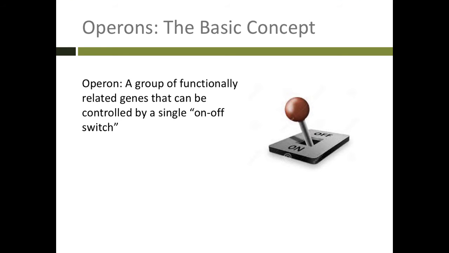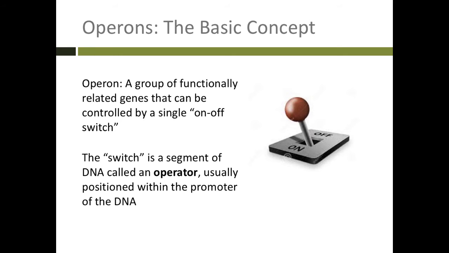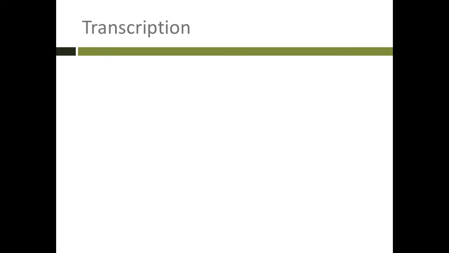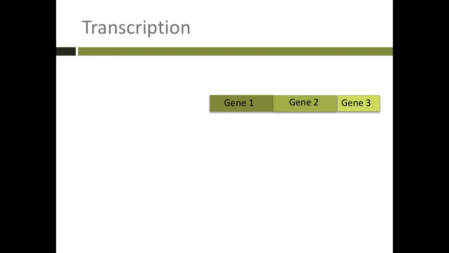A group of genes that are related and can be controlled as a group is called an operon. The part that serves as the switch is called the operator. This is a section of DNA within the promoter region. A quick review of transcription. Here's some DNA. You can see a group of genes. They all do a similar function and they're clustered together.